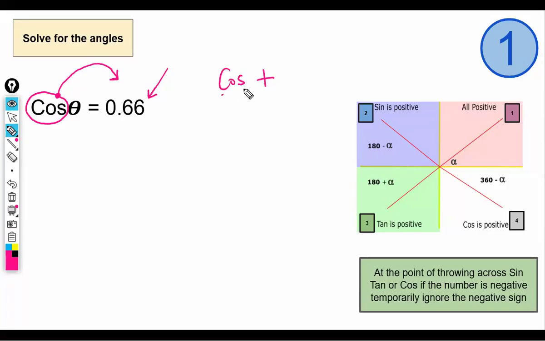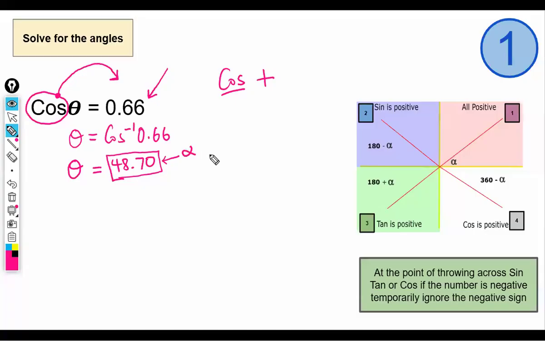Cosine. So it's a positive cosine question. That's the type of question it is today. Remember when we drew across cosine, we got cos inverse 0.66, and when we did that, we got 48.70.